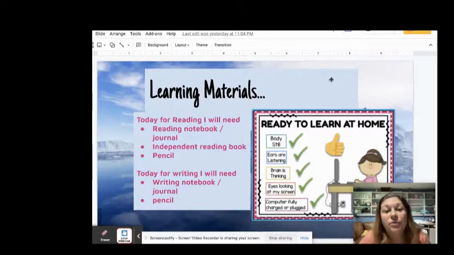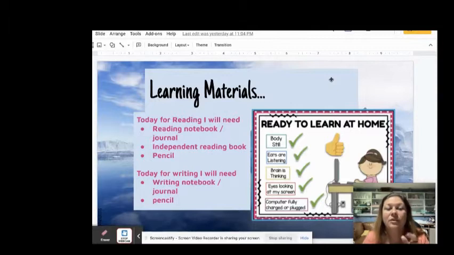So let's make sure that you are ready to learn at home. Is your body still? Are your ears listening? I hope so. Is your brain thinking? Always. And are your eyes looking at my screen? And very important, is your computer charged or is it plugged in?